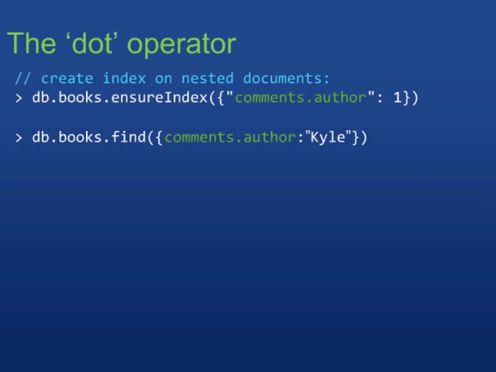And so what this does is the dot notation allows me to reach into objects. So comments, remember, was an array field that stored objects internally. And each of those objects had an author field that was the author of that comment. So by ensuring an index on comments.author, I'm telling the database to go through all the book documents, and for every book document, look at all of the comments, and create an index on the author field of all the comments. So now that lets me do queries like db.books.find, comments.author, Kyle. What I'm going to get back from this query is all of the books that Kyle has added a comment on.